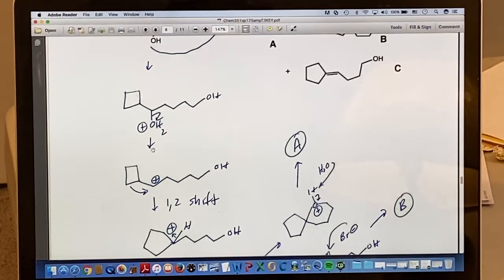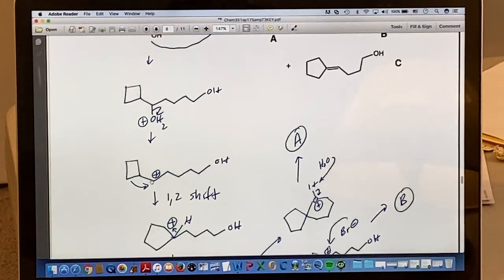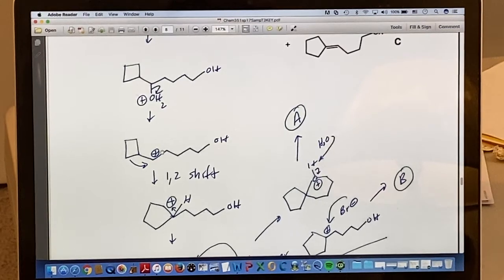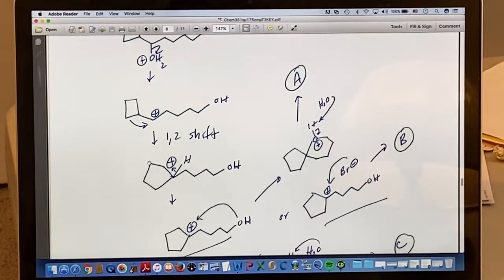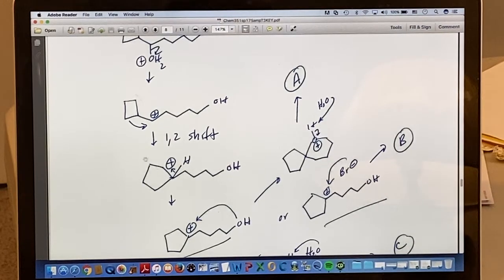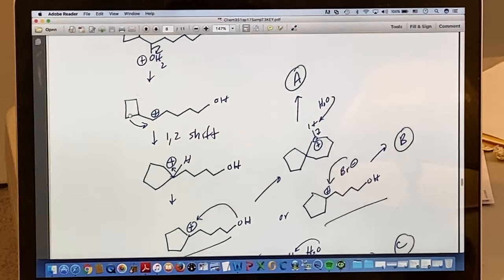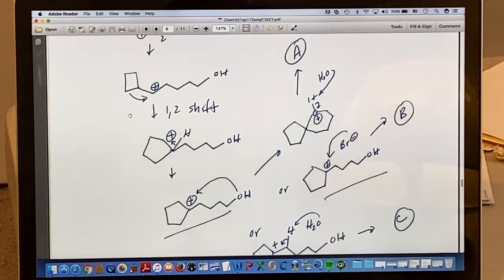But when the secondary one gets protonated, it forms the secondary carbocation. And now a shift can occur, right? To go to the strain-free secondary carbocation. It's still a secondary carbocation. Why did it shift? To relieve this angle strain. So you don't need to discuss all the issues here. You just have to come up with a reasonable electron pushing route to account for the products.